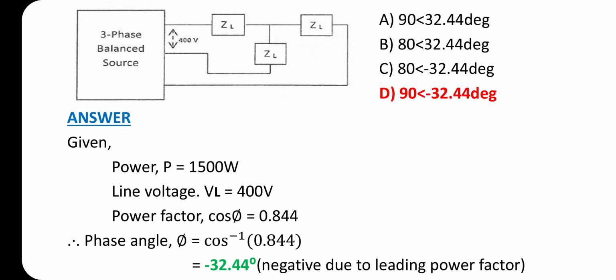Given power P equal to 1500 watt. Line voltage VL equal to 400 volt. This we can get from the figure also. Power factor cos phi equal to 0.844. Therefore, phase angle phi equal to cos inverse of 0.844. We get it as minus 32.44, negative due to leading power factor.